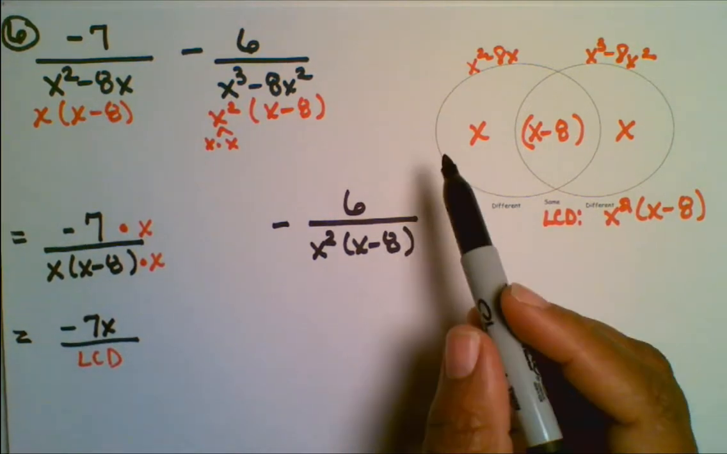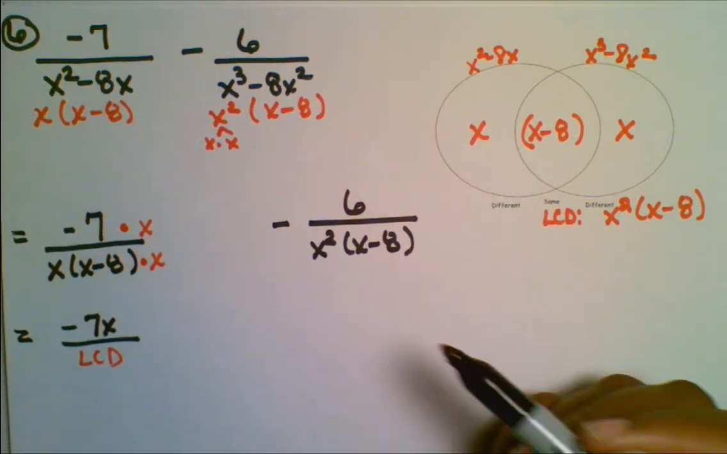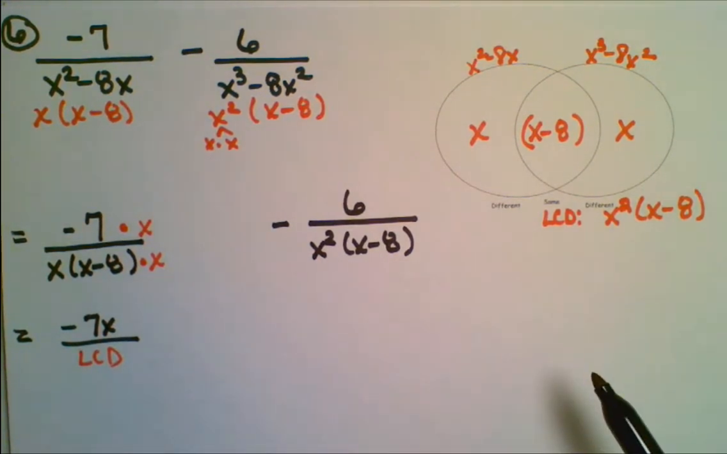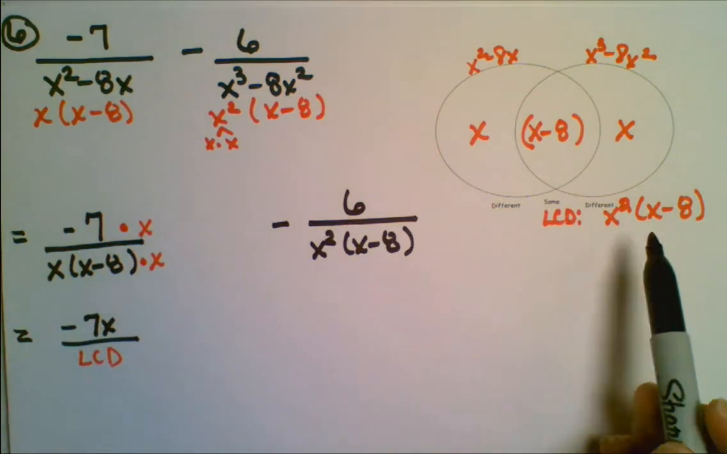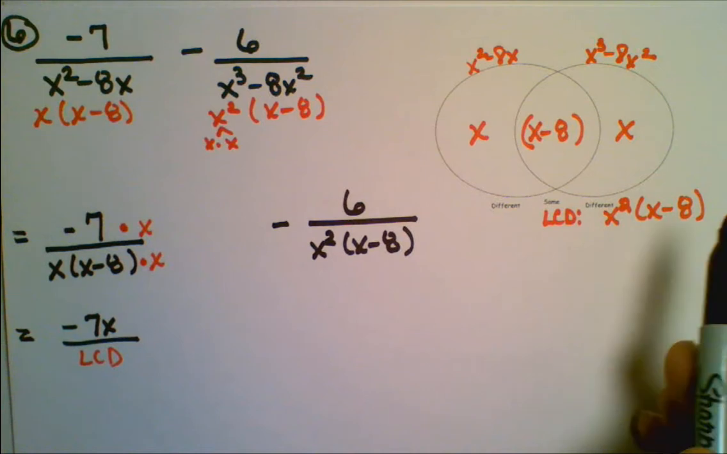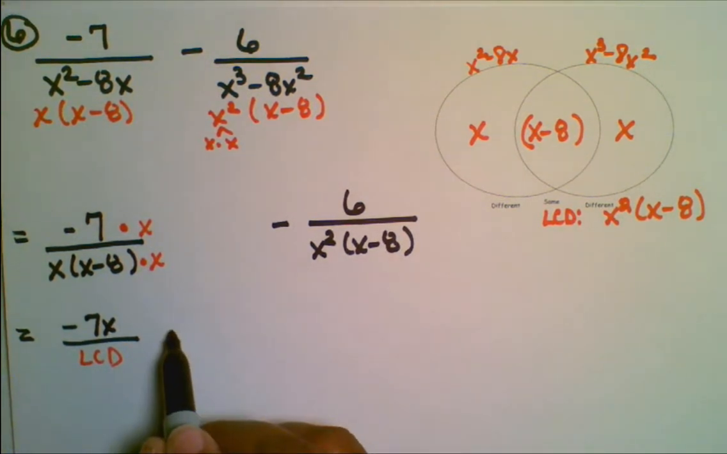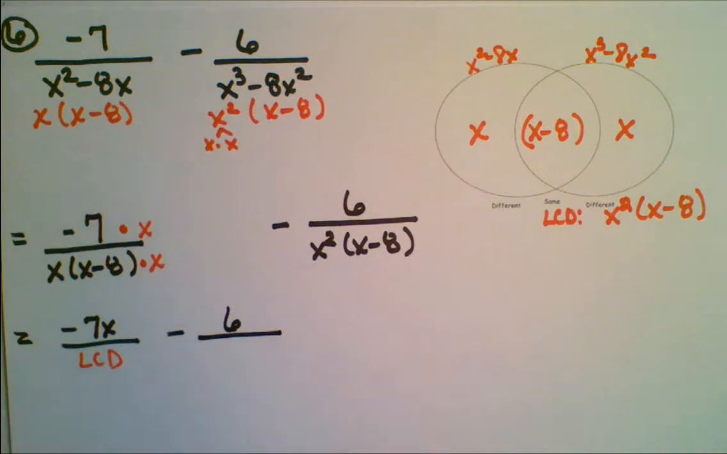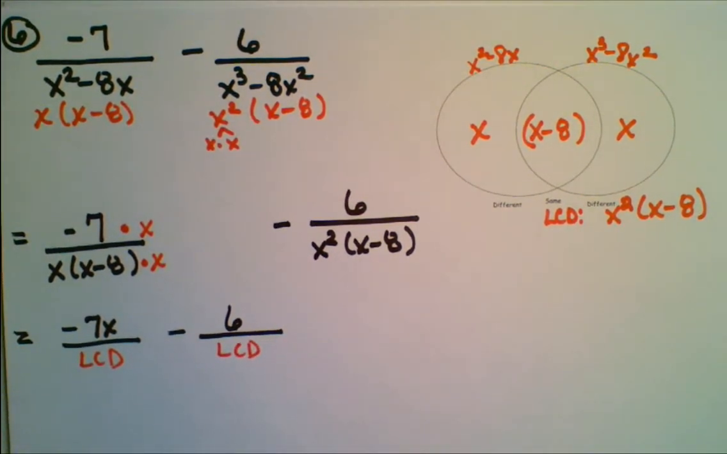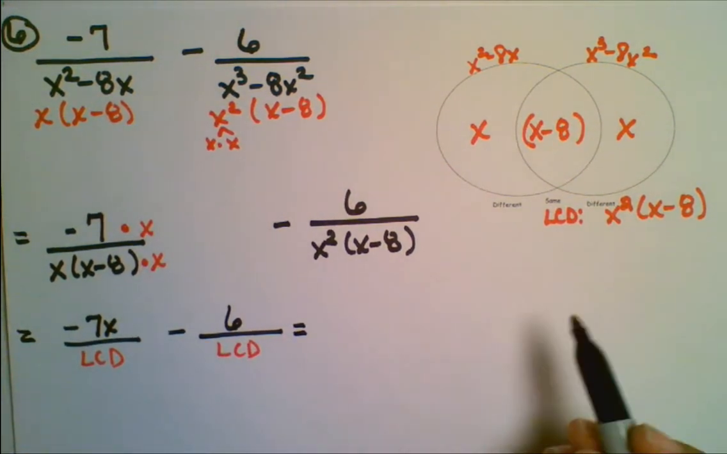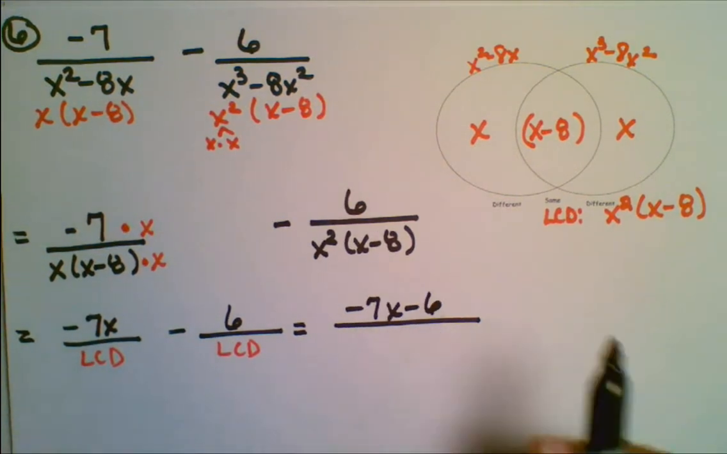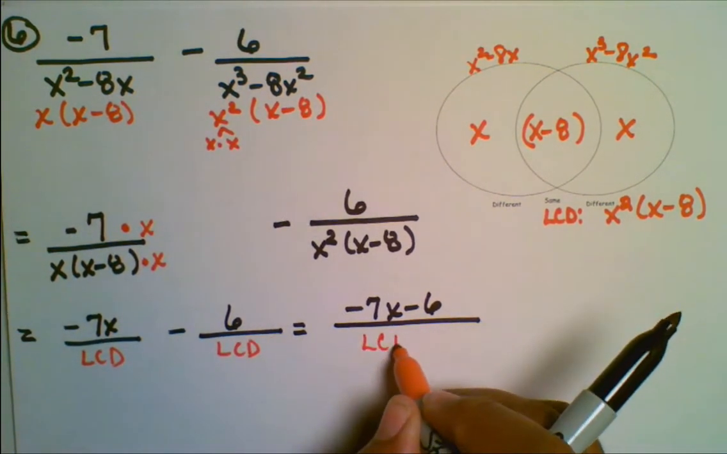And then let's look at the second fraction, your denominator. Well, x squared times x minus 8. Do we need to convert that? No, we do not, because the denominator is already the LCD. So let me just rewrite what we have. And then now bring together your numerators. We have negative 7x minus 6 all over the LCD.